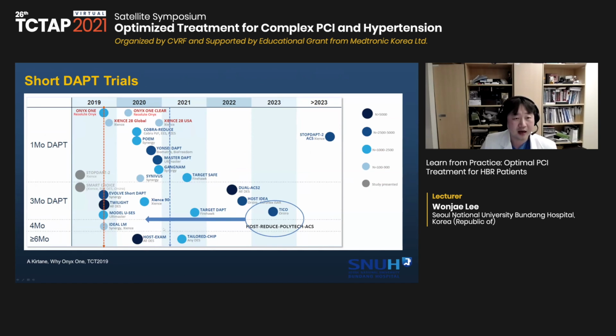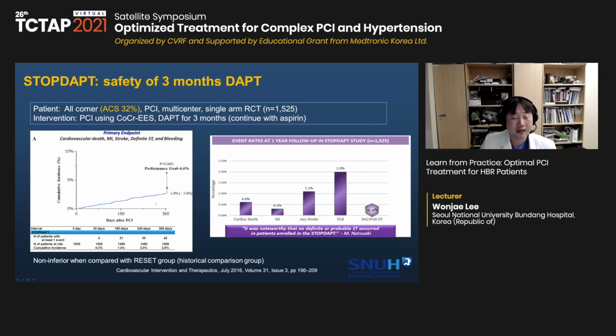So there have been many short DAPT trials, and we are at 2021 right here. And now we have already seen a lot of good results from a lot of trials, including Onyx 1, which was just presented, and also two very landmark studies recently published with the newer P2Y12 inhibitors, TICO and Post-PCI ACS trial. So let's look at some of the clinical trial results.